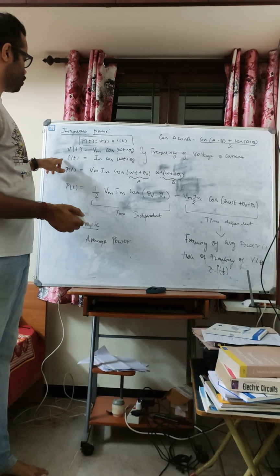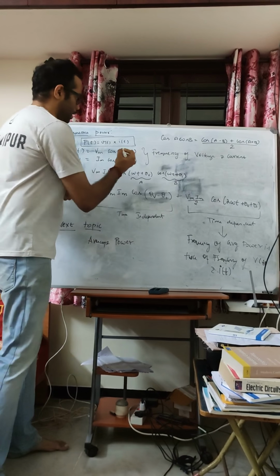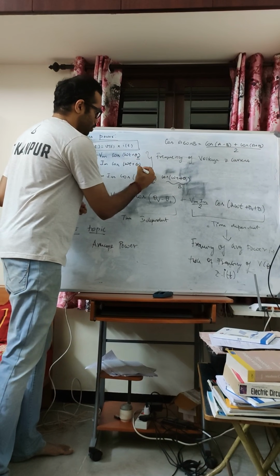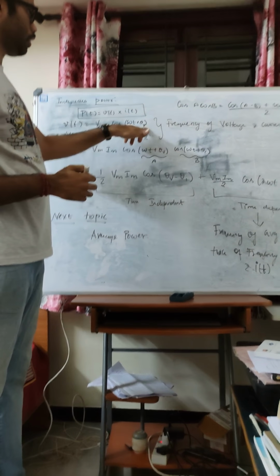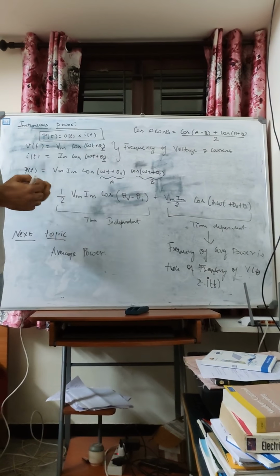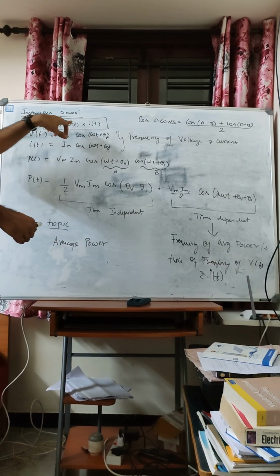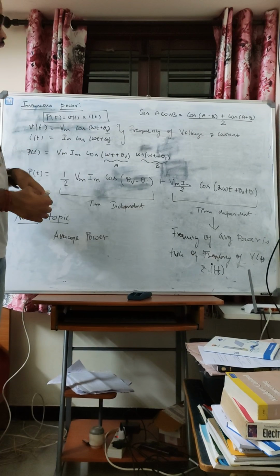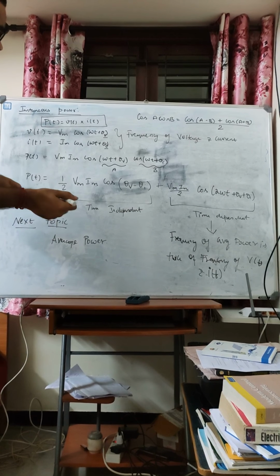And we know this relationship. V of t is nothing but Vm cos(omega t plus theta), and I have just used two new things, subscripts V and I, to represent that this angle is for the voltage and this angle is for the current. Okay, so when you substitute here, you will finally end up with this particular equation.